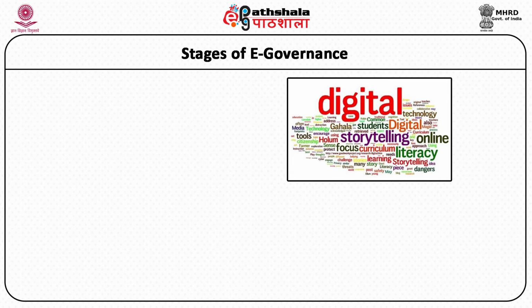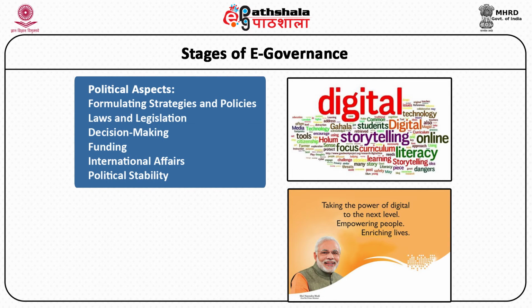Aspects of e-governance. There are two aspects of e-governance which I'll discuss in the present slide. That is the political aspects and the other is the social aspects. The political aspects of e-governance include formulating strategies and policies, laws and legislations, decision-making, funding, international affairs, and political stability. We find that political will to provide these services in an unbiased manner to the citizens and the businesses is one of the most important aspects of e-governance.